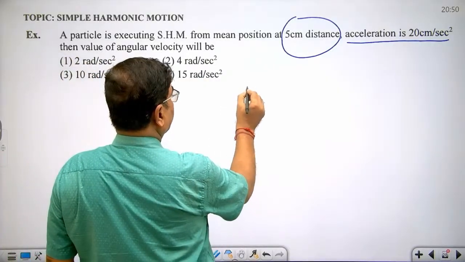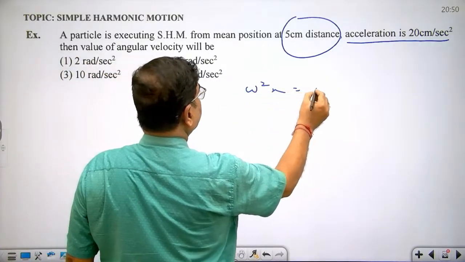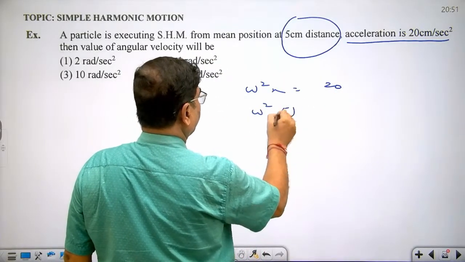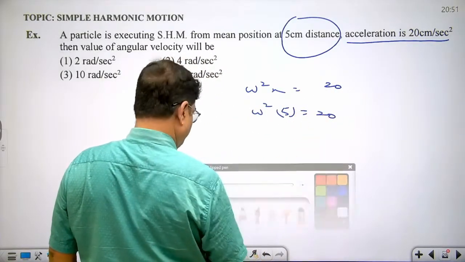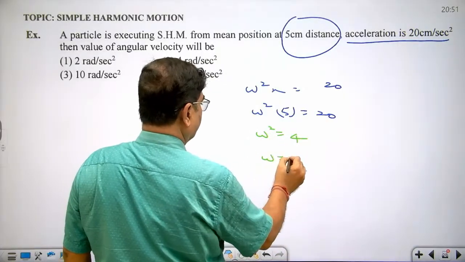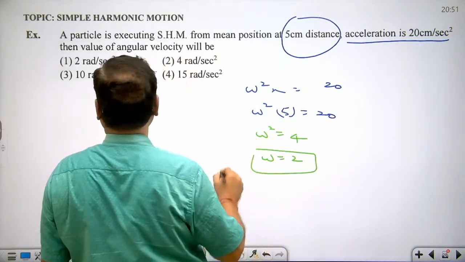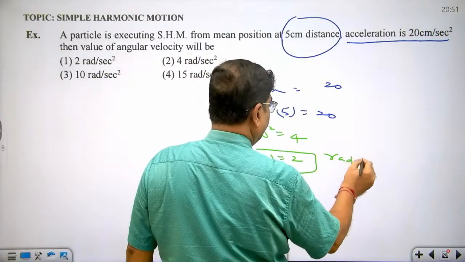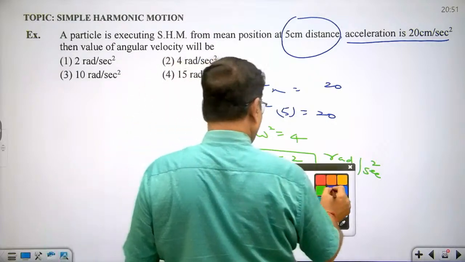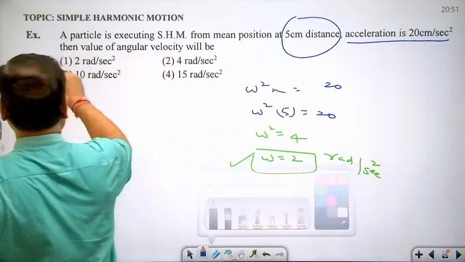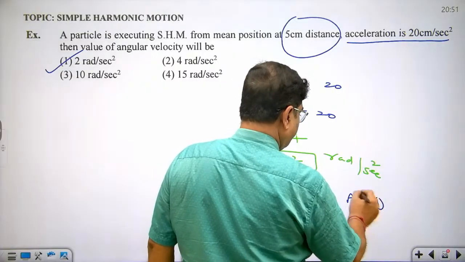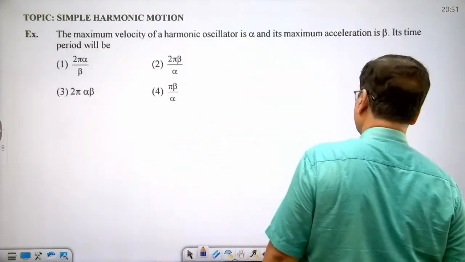So dear student, what is acceleration? Omega square x, and this is equal to 20. So omega square into 5 is 20. So what is omega square? This is 4. So what is omega? Omega equal to 2 radian per second. This is the value of omega. So out of 4 options, the correct answer is option 1.